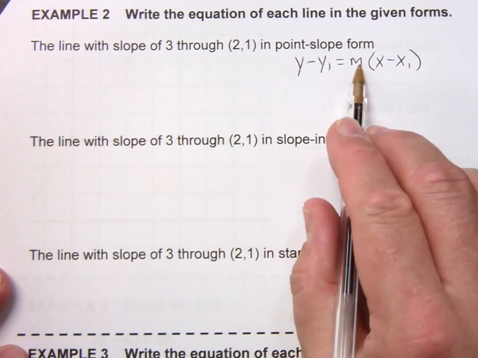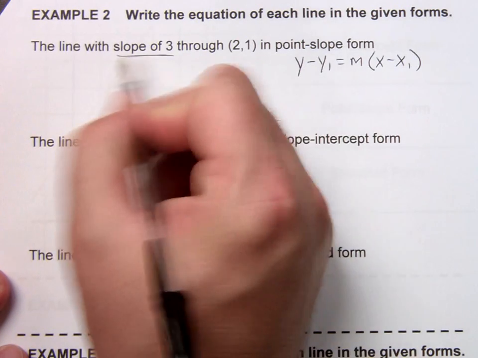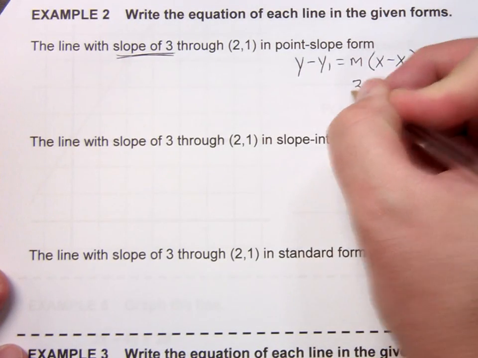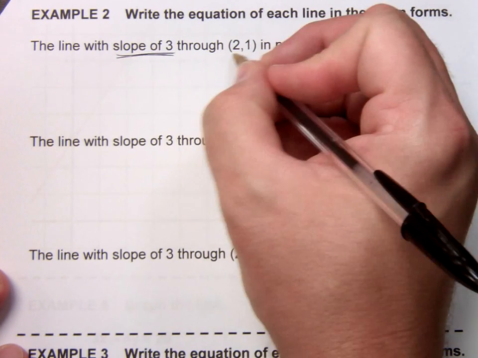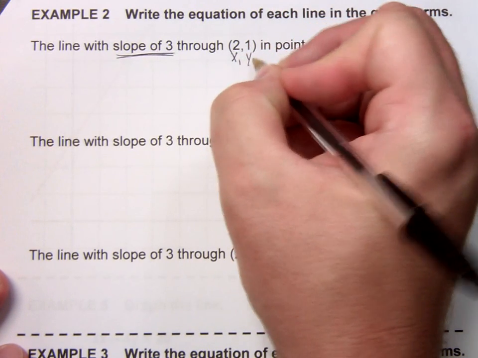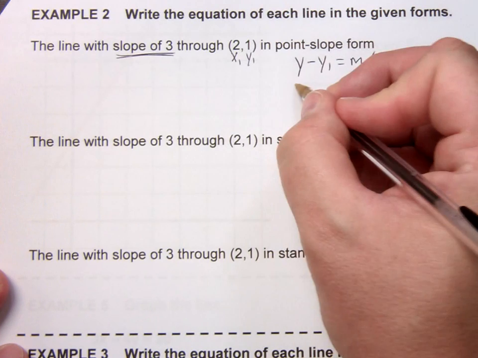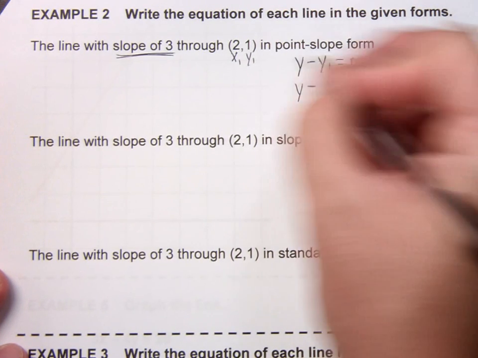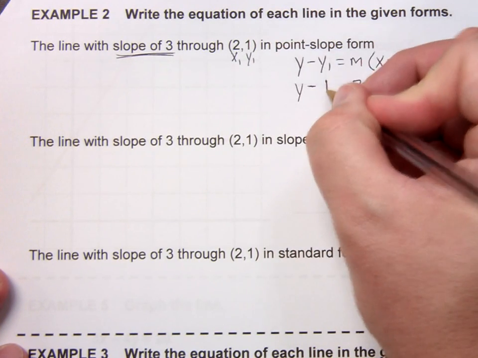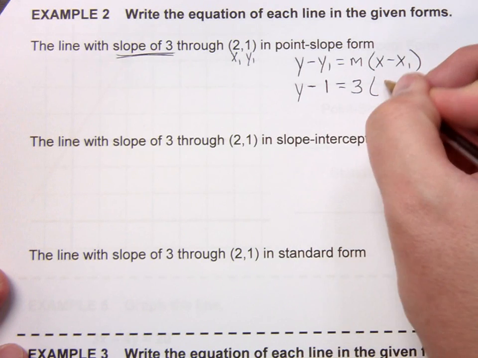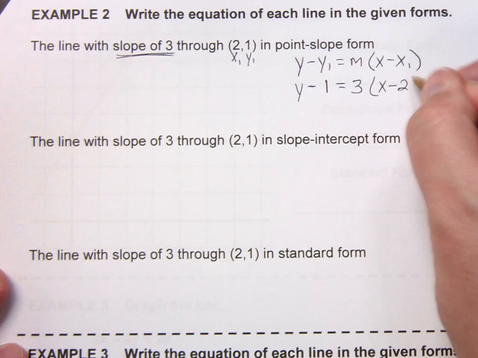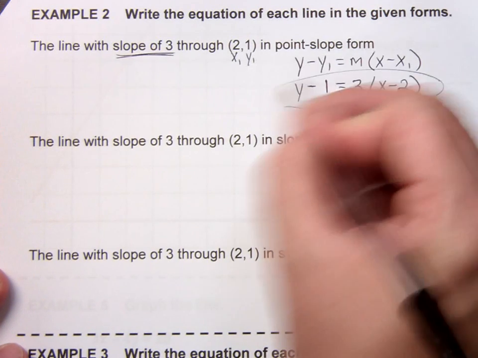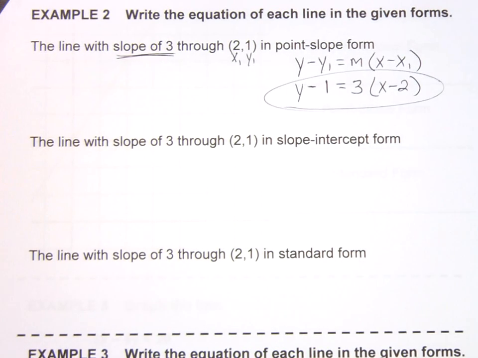Remember that m is the slope, and this tells us that the slope is 3. So I'm going to put 3 in place of m. And then the point that they give us, this is the x1, y1. So I'm going to plug those in. So y1 is 1, so I'm putting a 1 in here, and x1 is 2. So there's our equation in point-slope form. All we did was take the numbers from the point and the slope and plug them in.